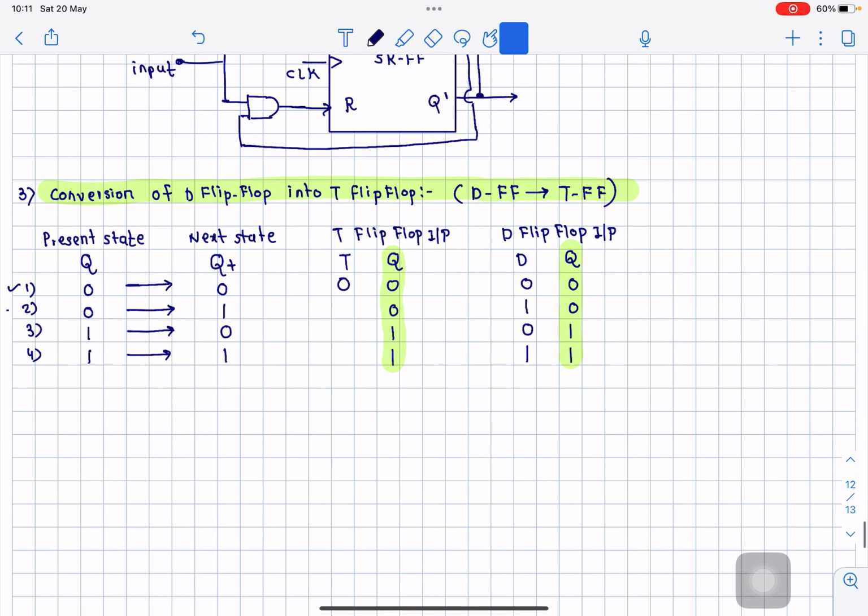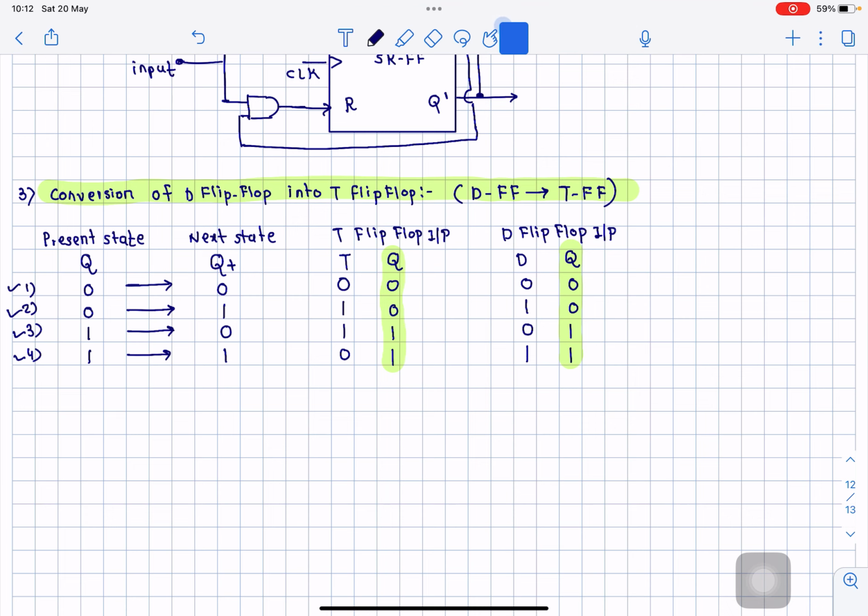Now the second case: present state is 0, next state is 1. Is there a change in the next state? Yes. That means the toggle condition is true, so you should make T 1. Likewise, third case: present state is 1, next state is 0. Is there any change? Yes, that means toggle happens. That's why you keep T equal to 1. And the fourth case: present state is 1 and next state is also 1. So there is no change, so there is no toggle. Therefore, T input should be 0.